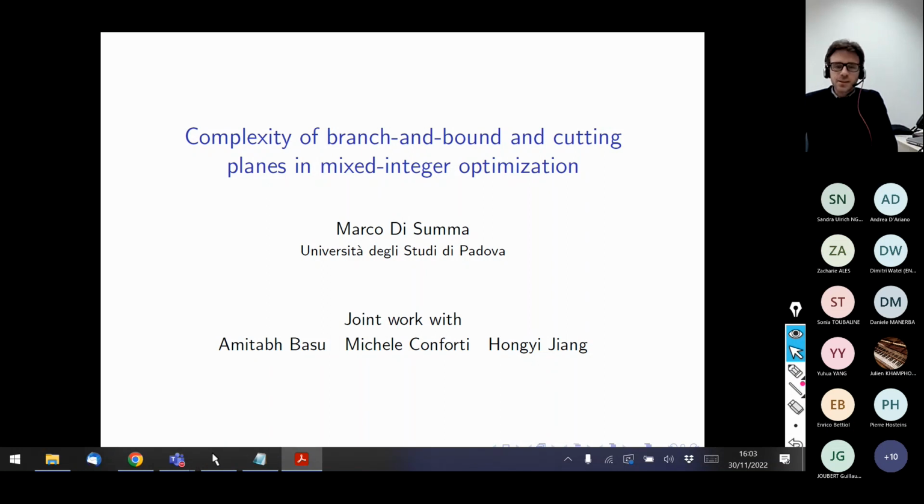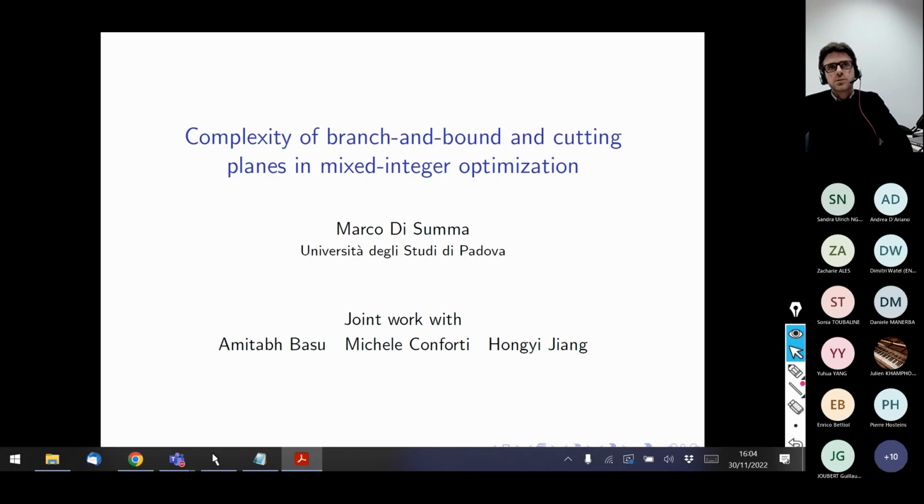What I'm going to present is the result of, I would say, 3 papers we worked on in the last couple of years. So we means myself with Amitabh Basu, who is at Johns Hopkins in Baltimore, and Michele, who is in Padua. He technically retired, but he only retired from teaching. He's still doing a lot of research. And Hongyi Yang, who was at the time a PhD student of Amitabh, and now I think he has a position as a postdoc at Cornell University.